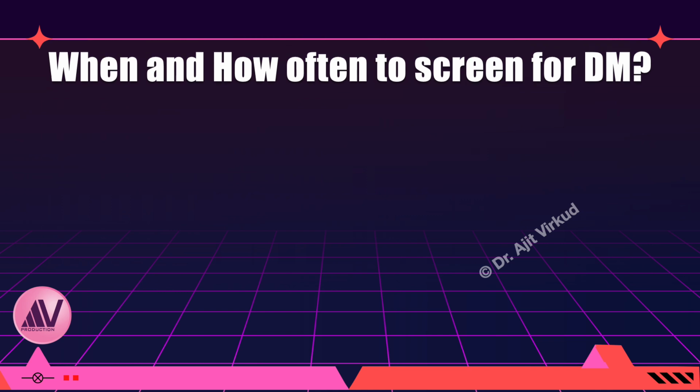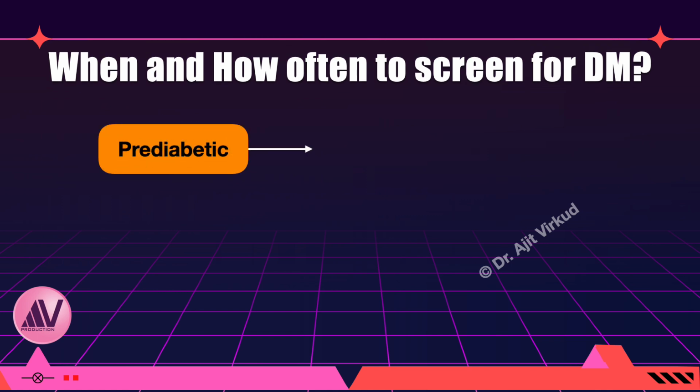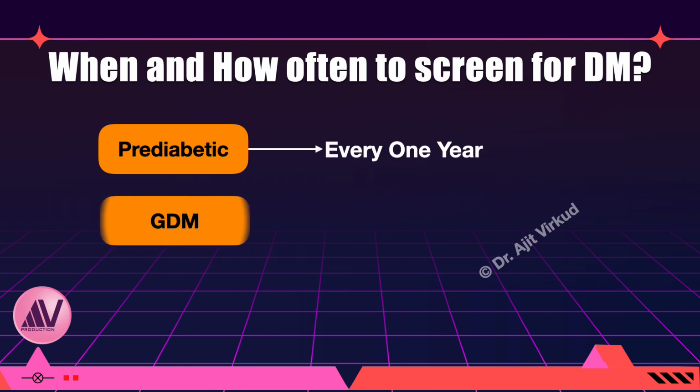The question is, when and how often should they be screened? Pre-diabetics should be screened every 1 year. Women who had GDM in their previous pregnancies every 3 years throughout their life, because there is a 50% risk of contracting type 2 diabetes mellitus in these women.